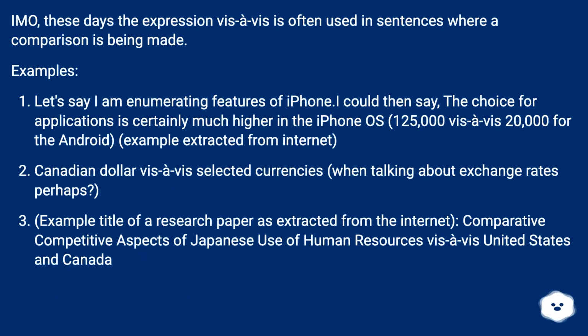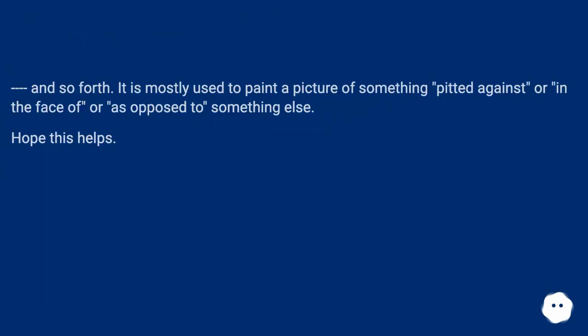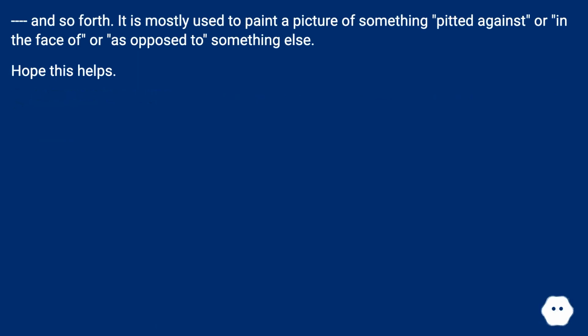These days the expression vis-à-vis is often used in sentences where a comparison is being made. Examples. Let's say I am enumerating features of iPhone, but I could then say: the choice for applications is certainly much higher in the iPhone OS, 125,000 vis-à-vis 20,000 for the Android, example extracted from internet. Canadian dollar vis-à-vis selected currencies, when talking about exchange rates perhaps. Example title of a research paper as extracted from the internet: Comparative competitive aspects of Japanese use of human resources vis-à-vis United States and Canada, and so forth. It is mostly used to paint a picture of something pitted against, or in the face of, or as opposed to something else. Hope this helps.